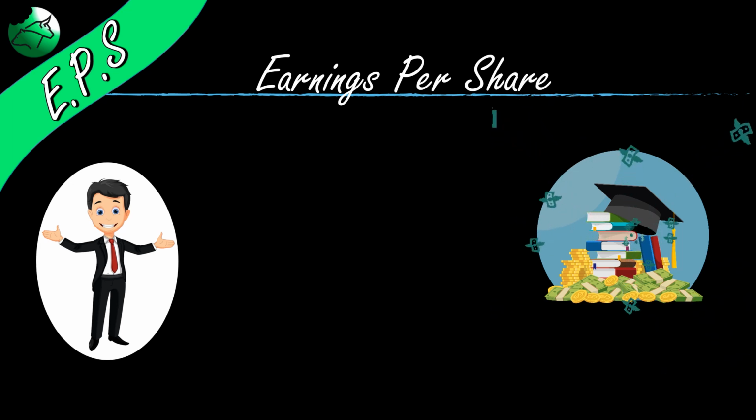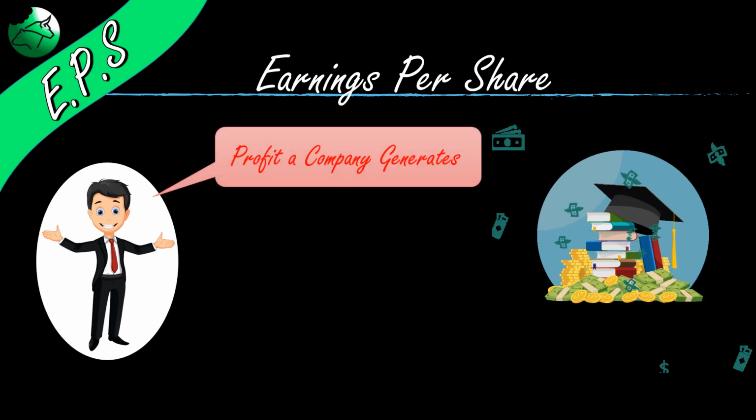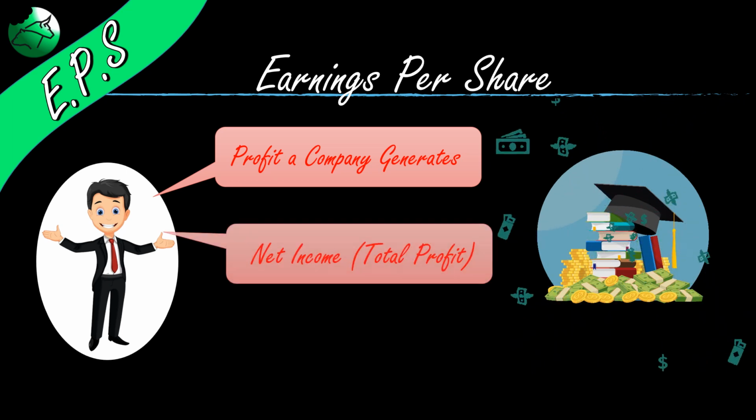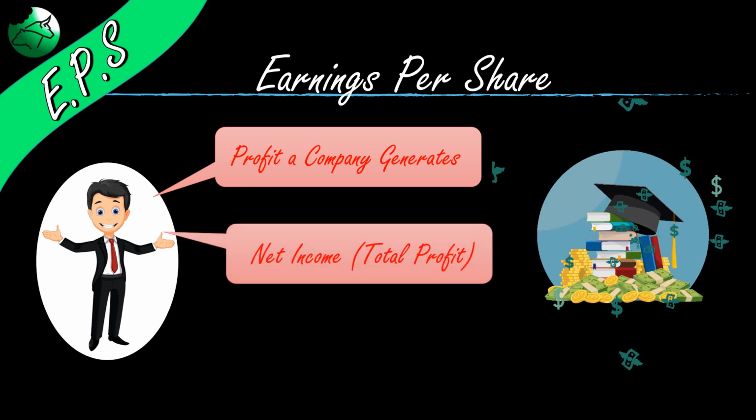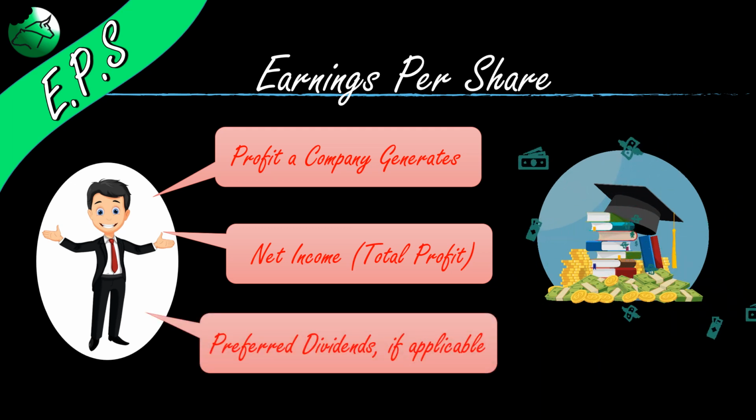Today we're going to delve into the important financial metric that is used by investors and analysts to evaluate a company's profitability and performance. Our topic today is earnings per share, also known as EPS. EPS is used to measure how much profit a company generates per share of its outstanding stock. Net income refers to the company's total profit after deducting expenses and taxes. Preferred dividends are the dividends paid to the preferred shareholders, but this isn't always applicable to all companies.